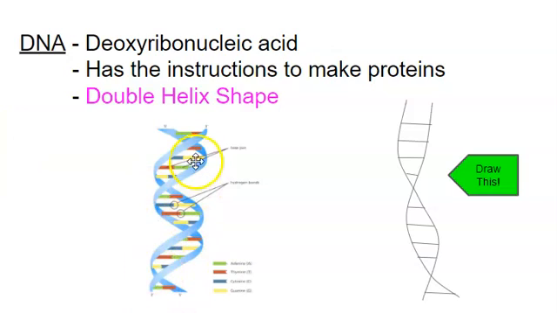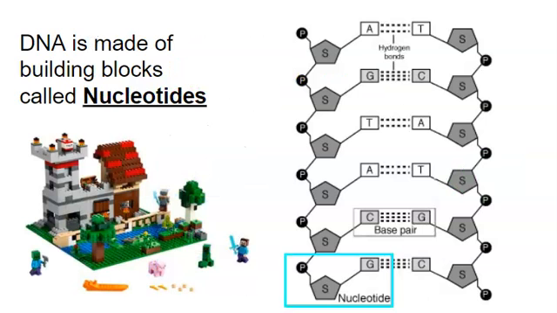So now that we've talked about this shape, we've got to talk about all the little parts that make up this double helix shape, okay? All right, so just like Legos, you need lots of building blocks to make a Lego house or a Lego castle. You need lots of building blocks to make up DNA. So go ahead and write this down. DNA is made of building blocks, and those building blocks are called nucleotides.